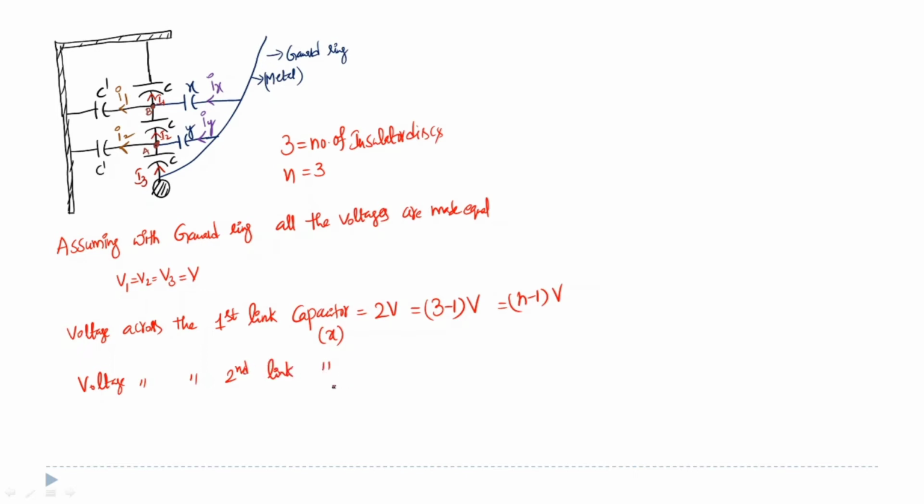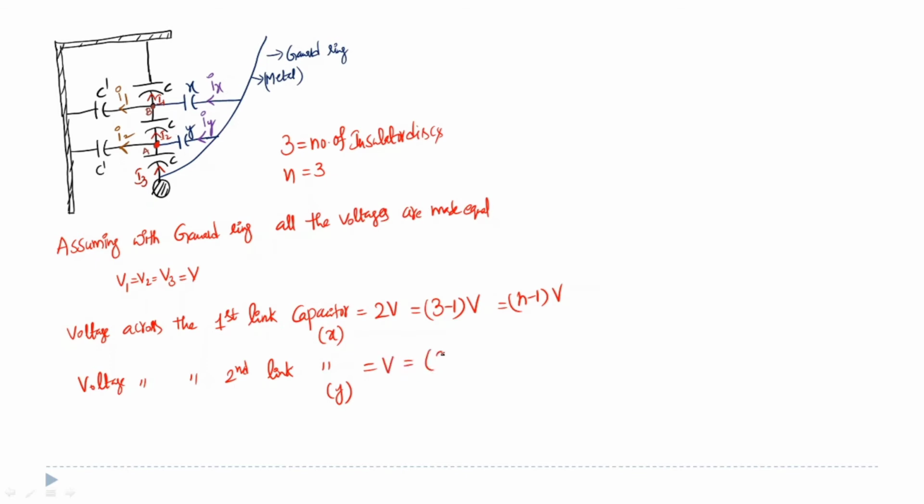Second link capacitor. What is the second link capacitor here? It is Y. For this capacitor, one end is connected here, and another end is again connected here. So the voltage across this capacitance is V. Hence the voltage across this capacitance is also V.